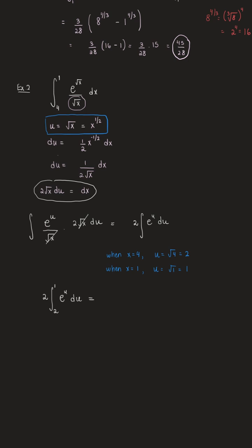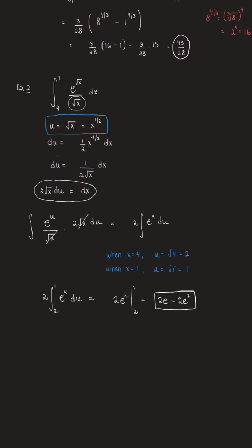We could change the order of the limits of integration if we'd like. We don't have to, but if you wanted to, you could make the overall integral negative and then integrate from 1 to 2. I'm going to keep it this way and just take the antiderivative. So the antiderivative of e to the u is itself. So this will be 2 e to the u, and we're integrating from 2 to 1. When we put 1 in place of u, we'll have 2e, and 2 in place of u, we have 2e squared.